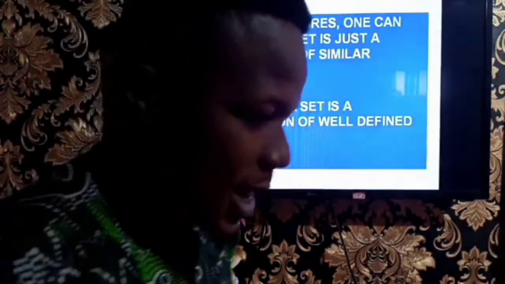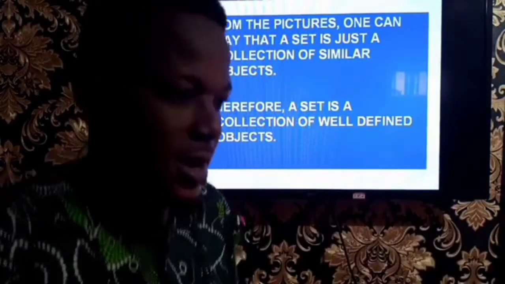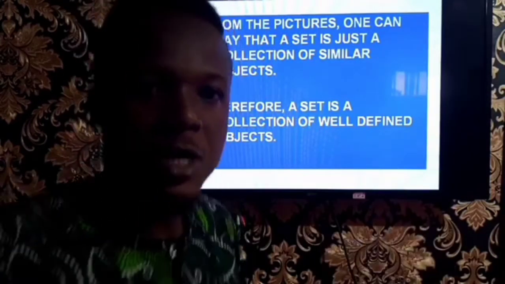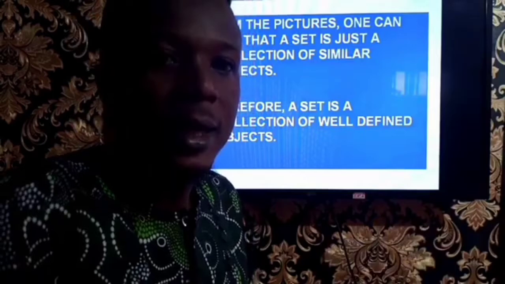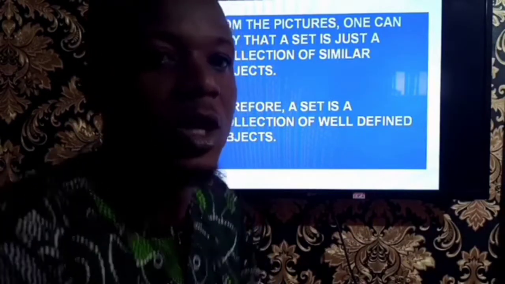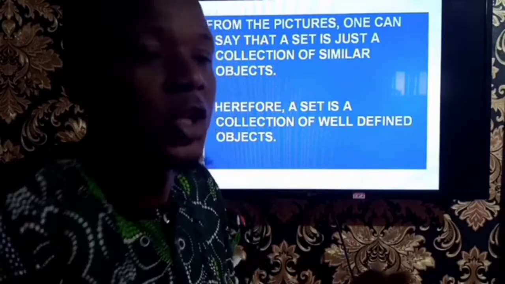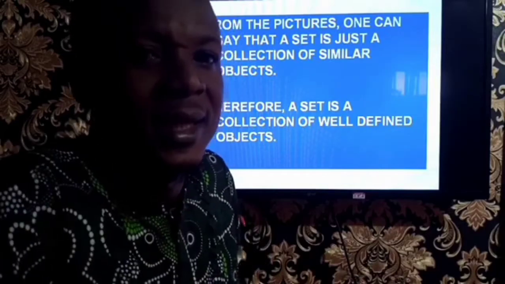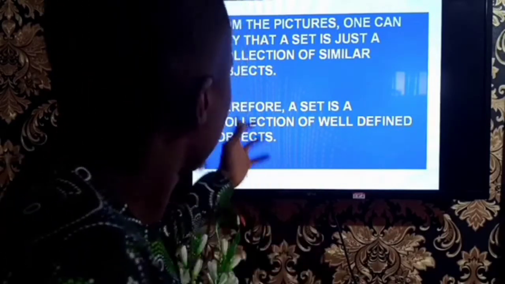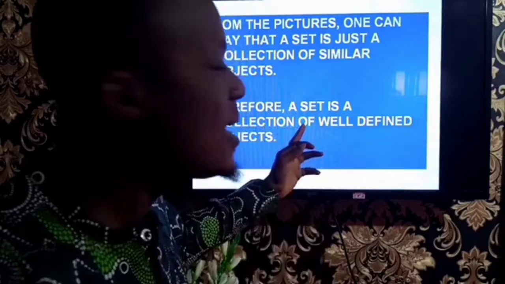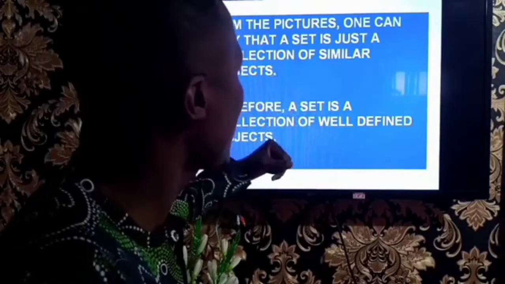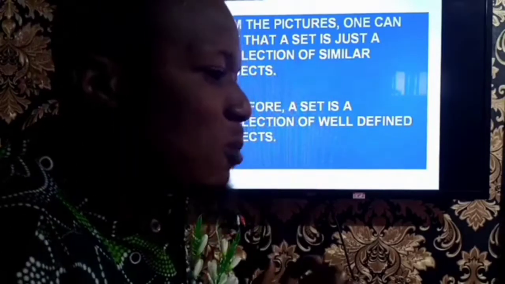Okay, let's continue. Now, from the pictures, one can say that a set is just a collection of similar objects. When you gather objects that are similar, that are serving the same purpose, that are doing the same thing, that have a link, when something is connecting them, you can say that such sets, such groups, are just a set. Collection. Okay, therefore, we can now define that a set is a collection of well-defined objects.